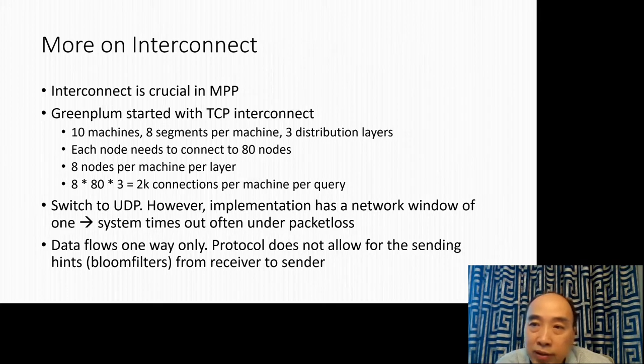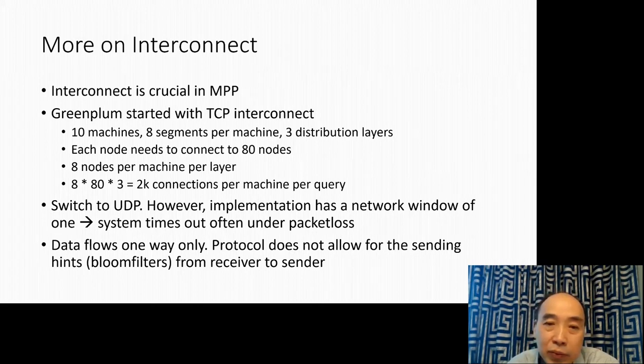Remember Postgres is not threaded, right? So each process needs its own connections, TCP connections everywhere. If you have 10 machines with 8 segments per machine, and your query has three joins, and each join has distributions, motions or exchanges under them, you need to make a lot of connections per Postgres executable. If you just multiply it, it's like 2,000 connections per machine per query. If you have 10 queries, it's 20,000 connections per machine. Eventually TCP will not be able to handle it, and so eventually Greenplum switched to UDP.